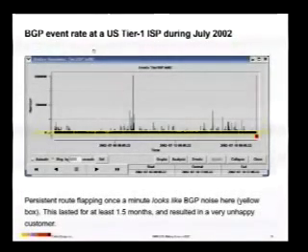And you wouldn't think that's happening. So what the problem is a persistent route flap about once a minute, and it involved a customer, and it lasted about a month and a half. And this is what it looks like.